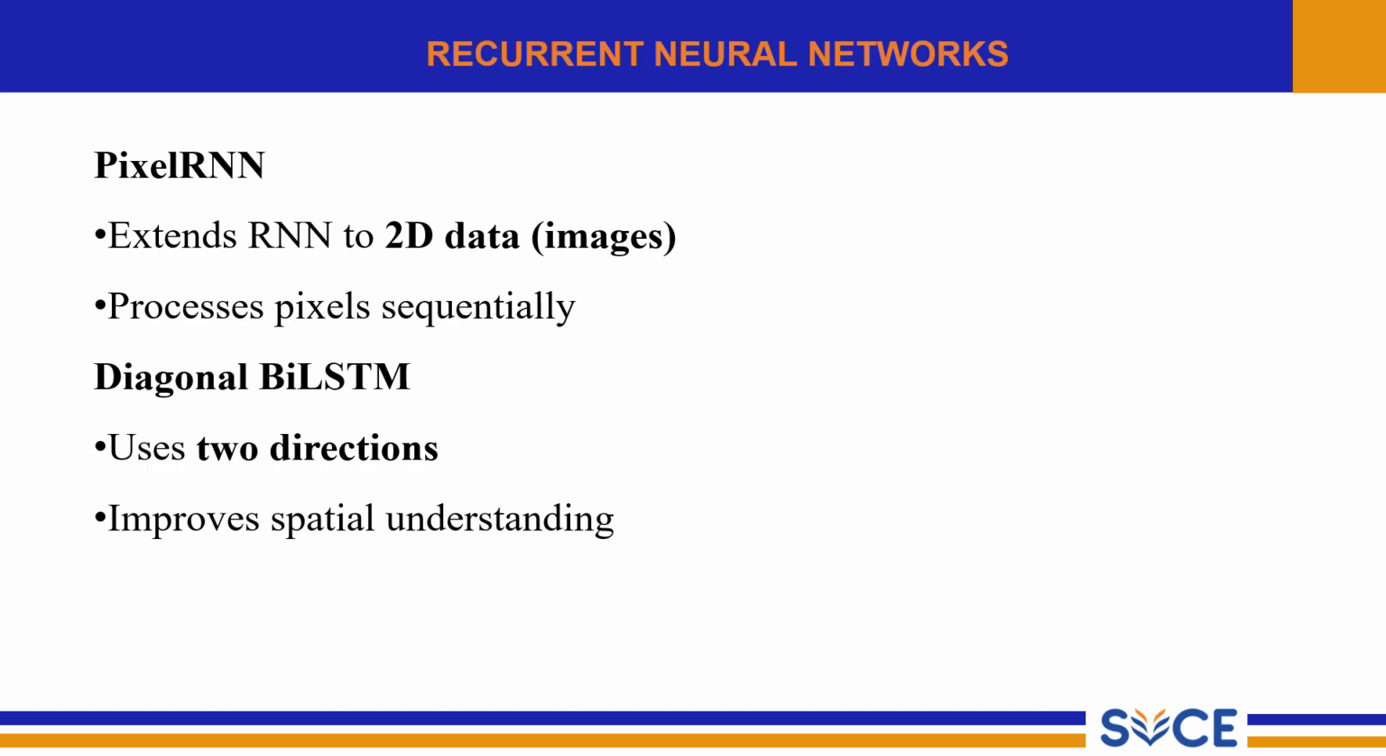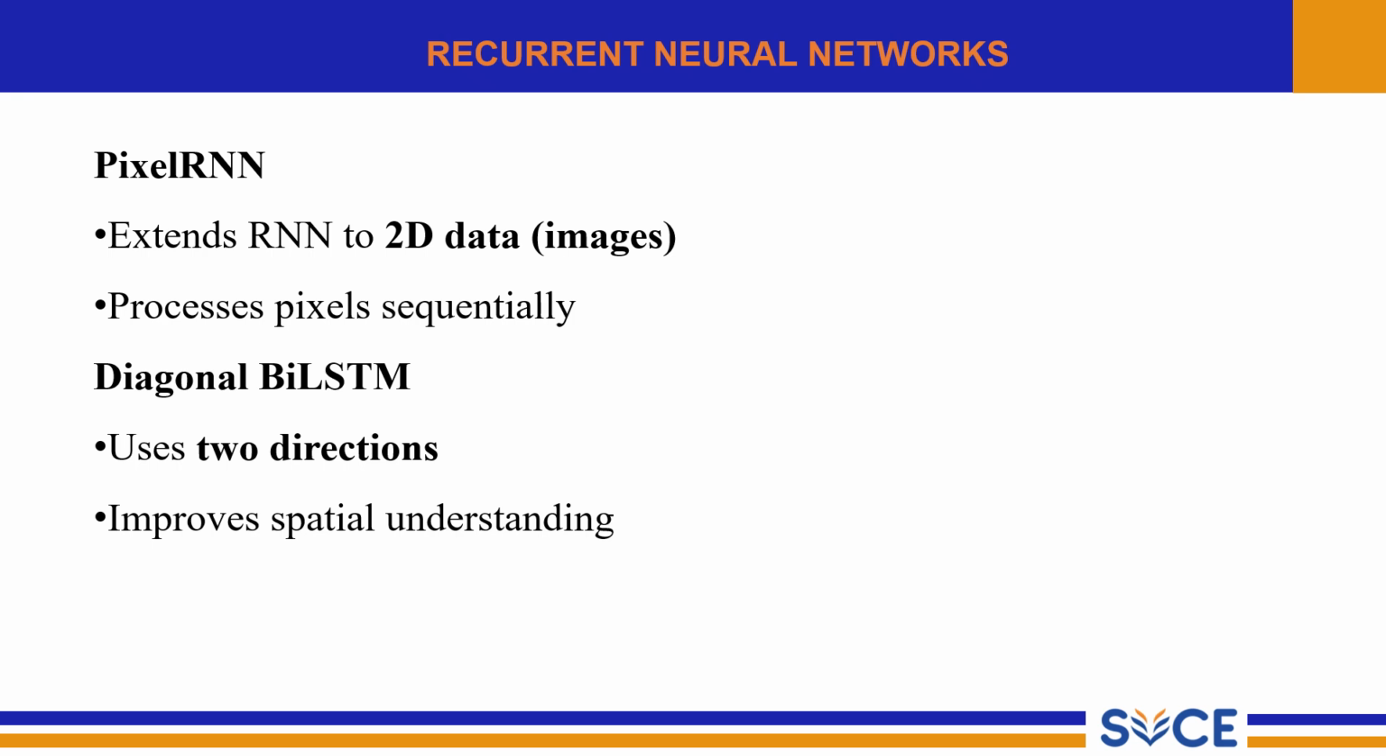So this sequential nature ensures that every prediction is conditioned on previously known information, allowing the model to learn probabilistic relationships between pixels. So Pixel RNN extends the idea of sequence modeling from text and speech to images by treating pixels as a time-oriented sequence. Now, the Diagonal BiLSTM: while Pixel RNN works well, it can be limited in how much spatial context it captures, as it only processes pixels in a single direction.